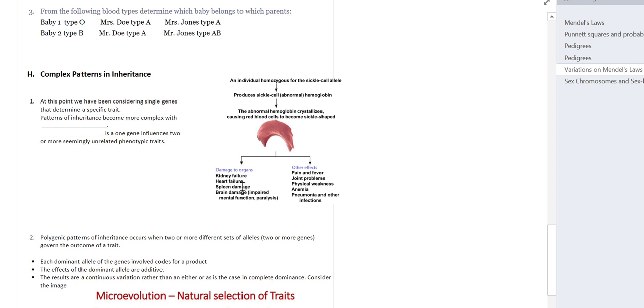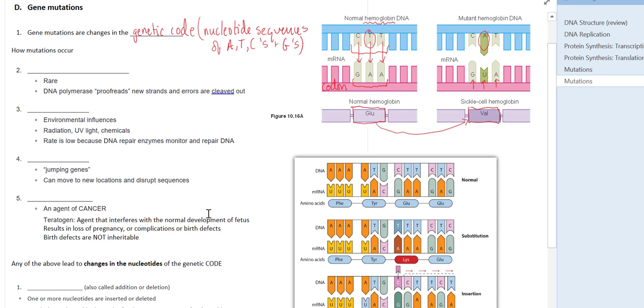But here's some of the phenotypes as a result of sickle cell: kidney failure, heart failure, spleen damage, impaired mental function, paralysis, and then on the other side, other effects: pain, fever, joint problems, physical weakness, right? Fatigue, that sort of thing. All right. So back to our mutations.